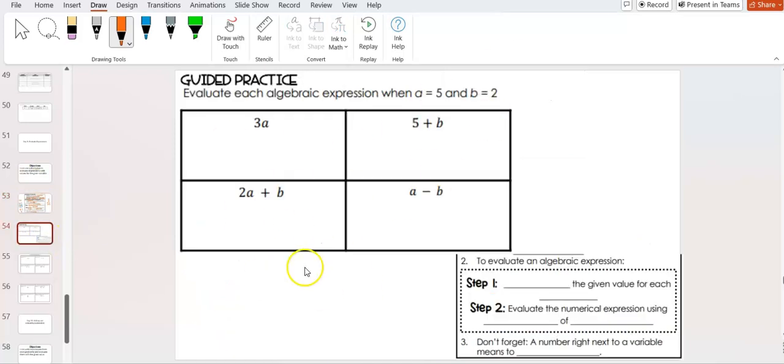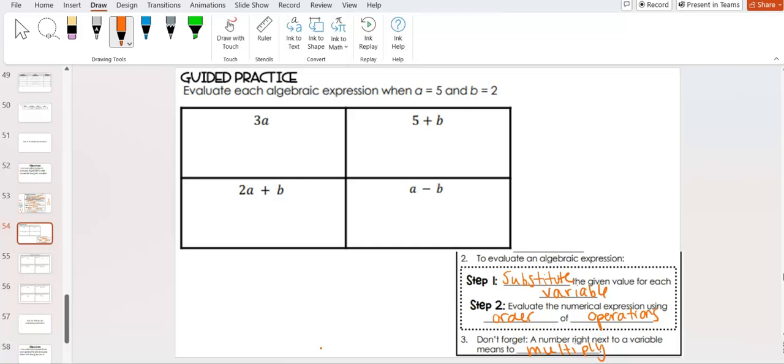Okay, so here are some ones that we're going to do together. And remember, these are our steps. We are going to substitute the variable, and then we're going to evaluate using order of operations. And don't forget, we need to multiply the number next to the variable. So again, this is 3a. It says a is 5, and that's going to be true for all of these problems down here. All the a's are going to be 5, okay?